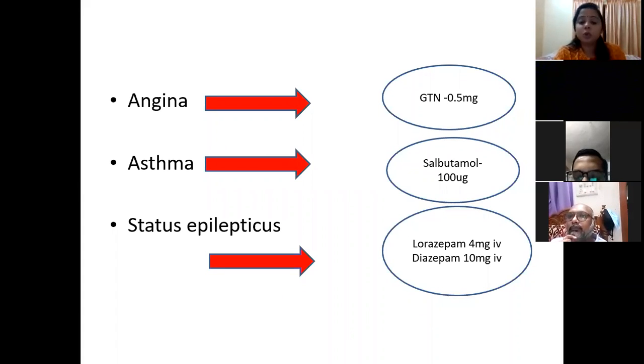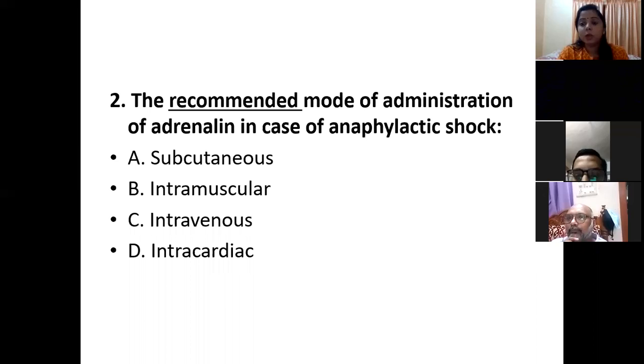Adrenaline is given for anaphylaxis, that you all know. But since it is repeatedly asked in the last few years, you have to know all the emergency drugs used for all the purposes. The detailed drugs given in angina, asthma, status epilepticus, we'll discuss in our regular classes. So now you can go with the answer. The recommended mode of administration of adrenaline in case of anaphylactic shock: it is intramuscular. This is how you approach each question. You can't just read the question and check the answer. You have to know all the relevant details associated with that particular question.